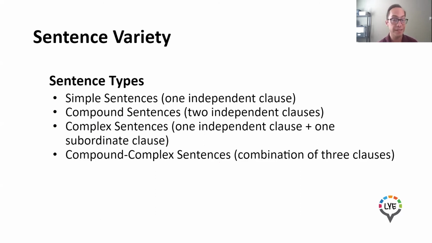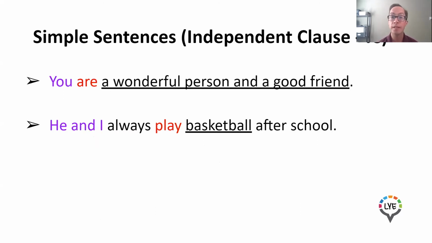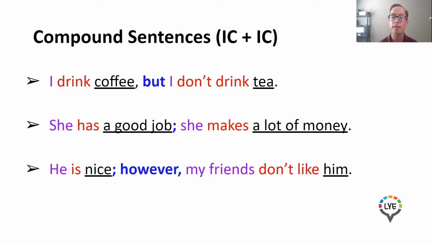So let's go. Well, a simple sentence is a sentence that has one independent clause. And here you can see two examples. We have a subject, a verb, and then we have an object or a modifier. That is one clause. A compound sentence has two independent clauses.